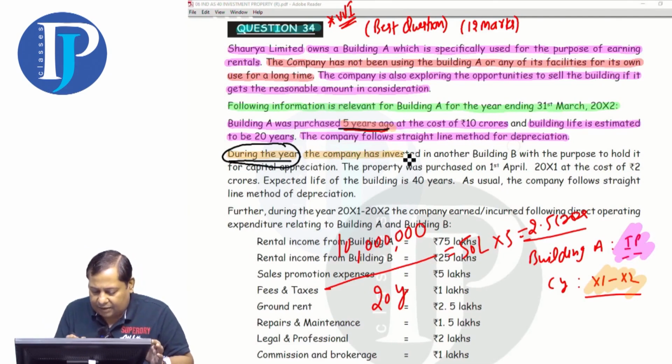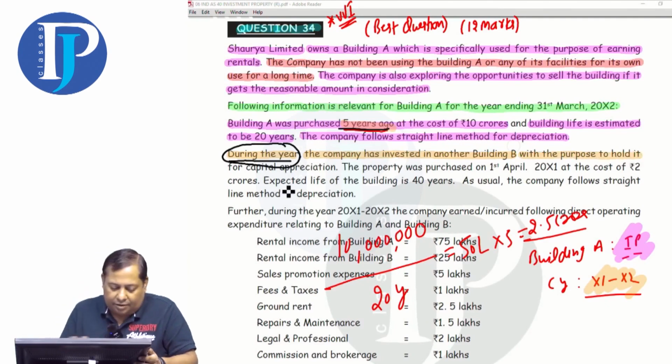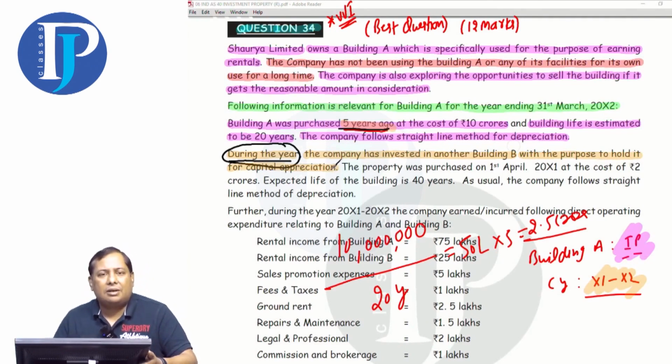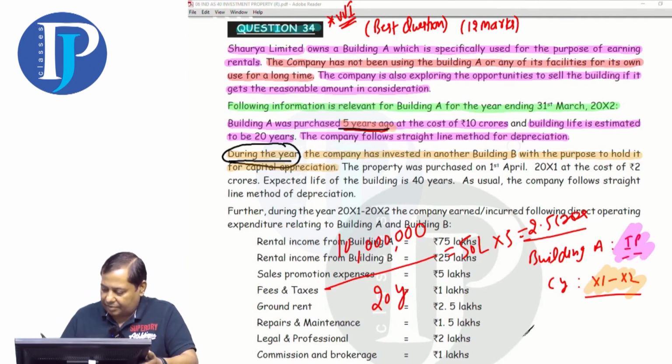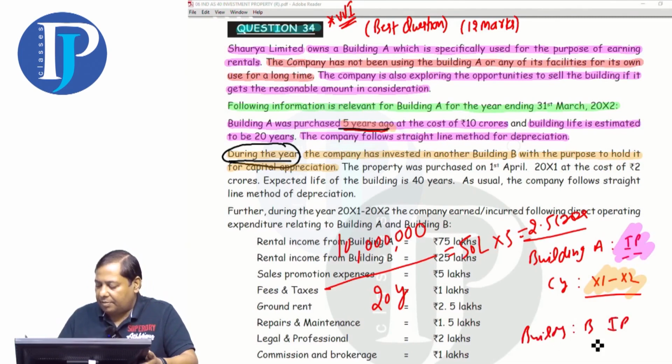The company has invested in another building named B, which has been added in the current year with the purpose of holding it for capital appreciation. Capital appreciation means this too is IP. Building B is also to be considered as IP because of appreciation.